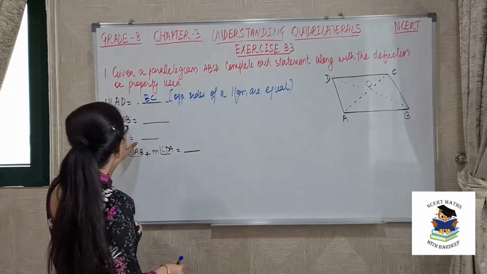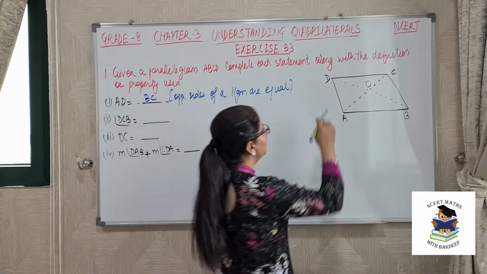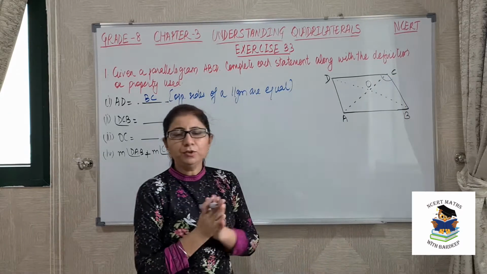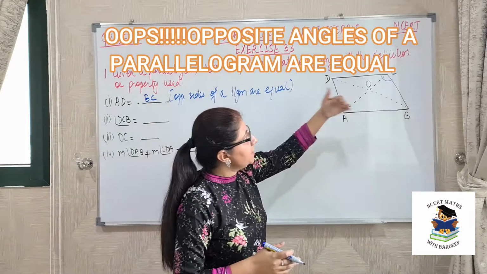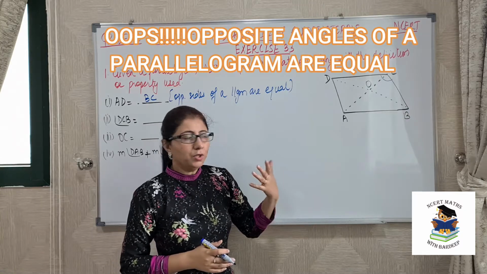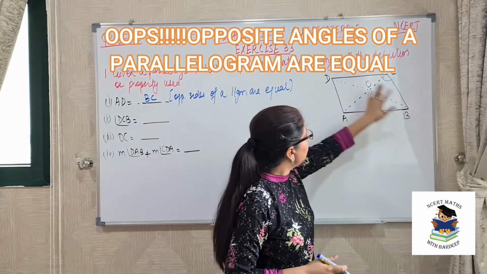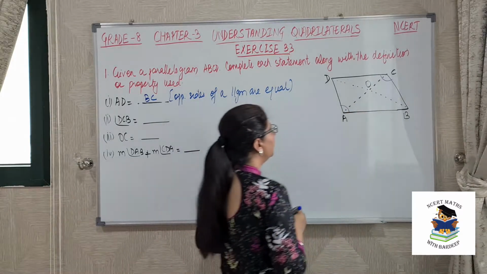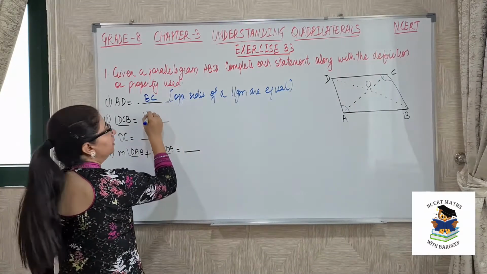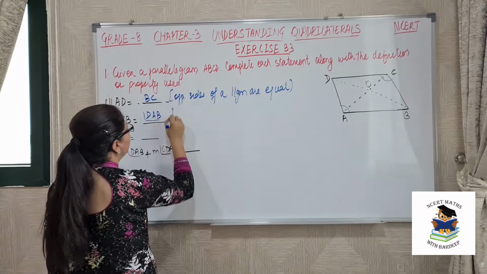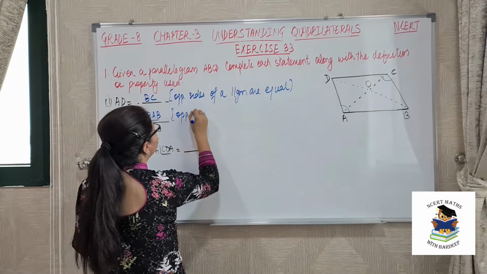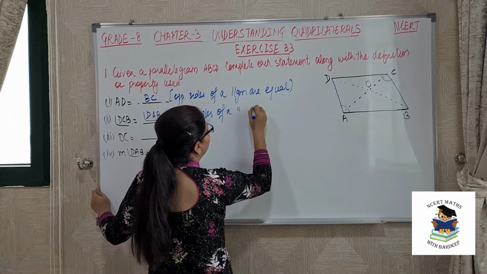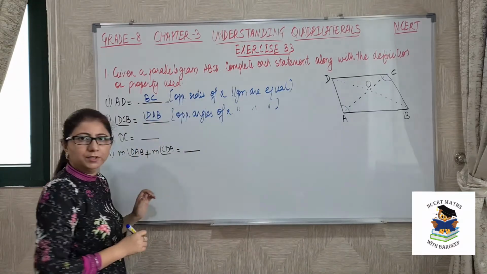Okay. Next is angle DCB. So let's see. Angle DCB means this angle. According to the properties of parallelogram, opposite angles of a parallelogram are also equal. So DCB should be equal to DAB. So this angle. Okay. So we will write angle DAB, and reason is opposite angles of a parallelogram are equal.